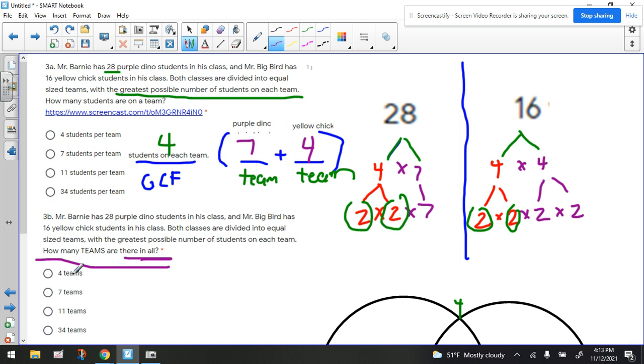Another thing I should mention is if you distributed it properly, and if we add this up, wouldn't we get 11? And if we multiplied that by 4, wouldn't that be equal to 44? We would want to make sure that if we add the 28 and the 16, we also get the same thing. Does 28 plus 16 equal 44? And it does. So we're on the right track with the numbers.